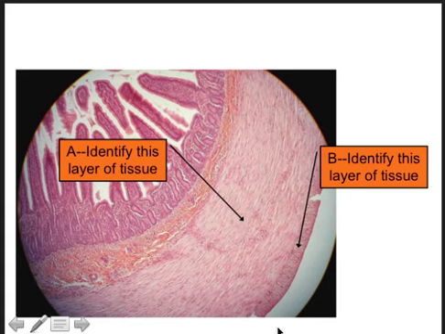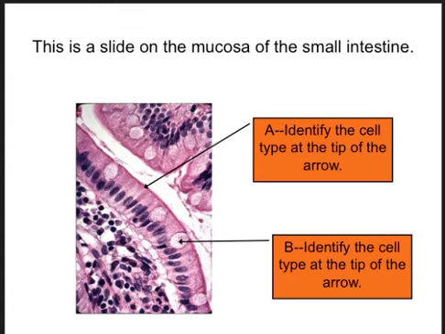Next question, what is indicated by B? B is the adventitia, the outer covering of the small intestine. Next question, now we're zooming in and we're looking at the mucosal layers. And the question is, what type of cell is indicated at the tip of the arrow? And this is a simple columnar ciliated epithelial cell.